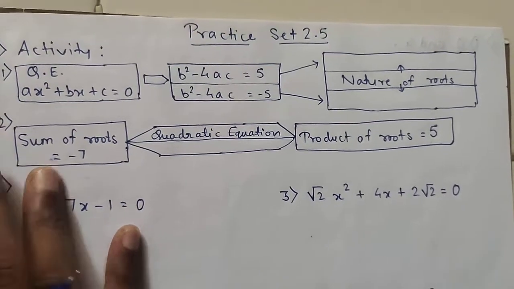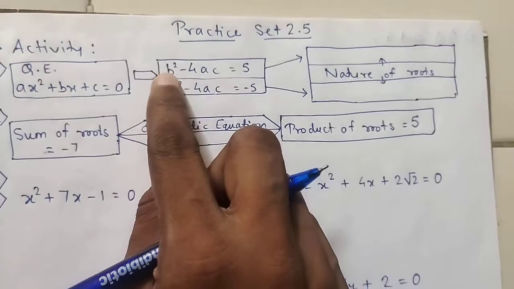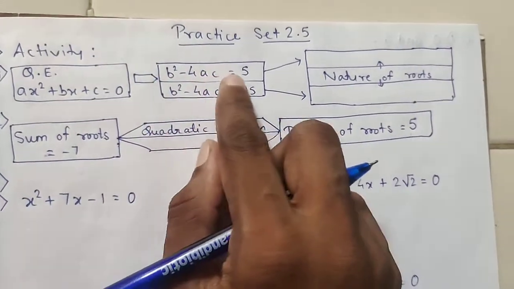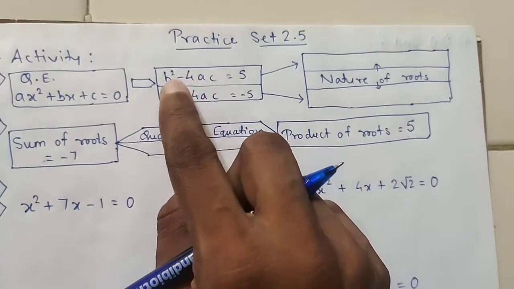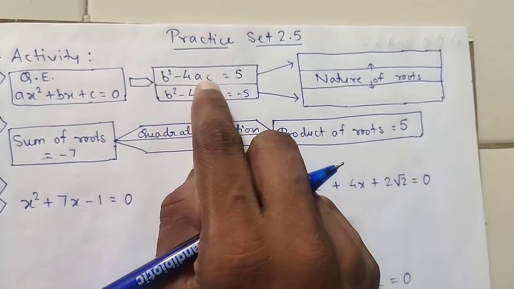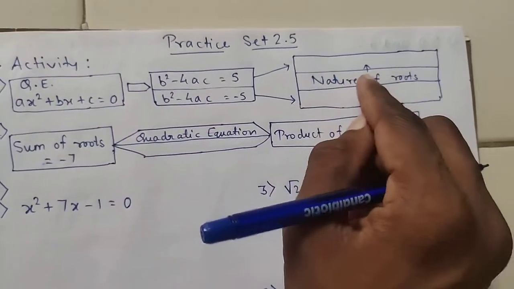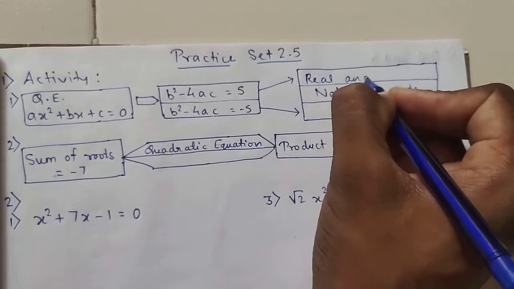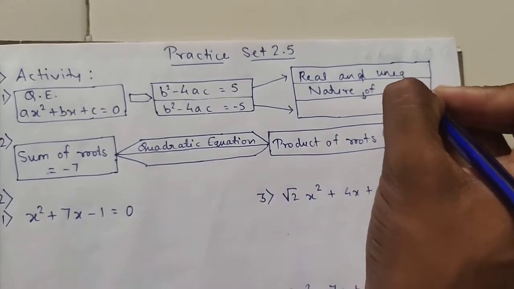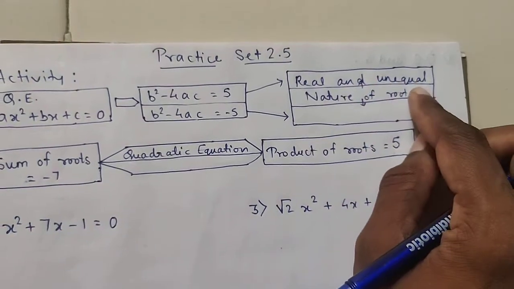So already I have written, this is the standard quadratic equation. What is written here? Your delta value is 5, and in this case your delta value is minus 5. So let us see the first one. B square minus 4ac is equal to 5. So this is positive. So what will be your nature of roots? Real and unequal, because you are getting here positive value. So here you are going to write real and unequal.